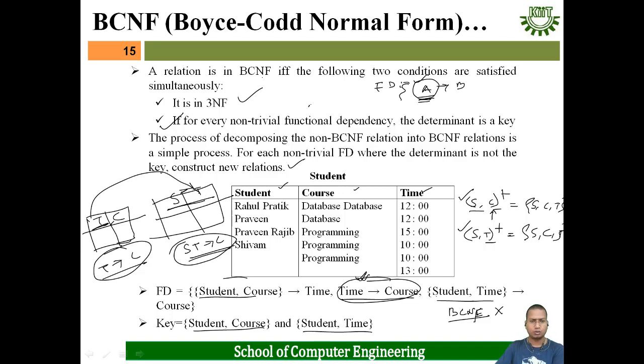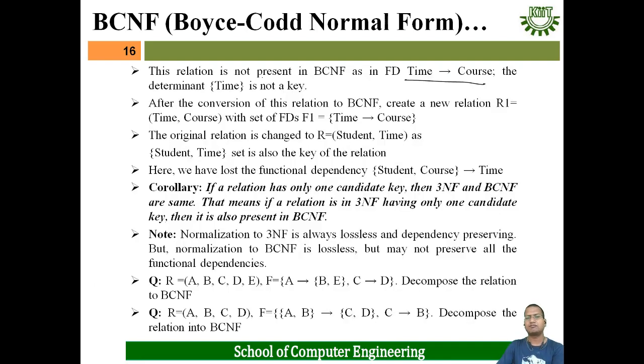But student course to time, where one attribute is determining another attribute, is not preserved. Okay, this functional dependency is missed here. If you check, you can find out it is missed here. That means here we have lost one.